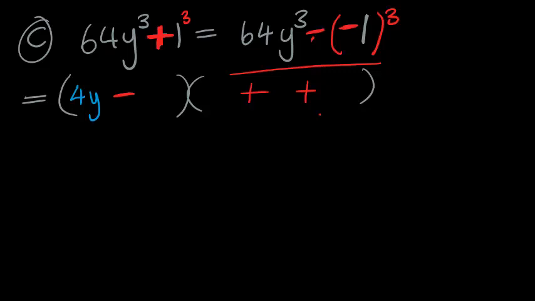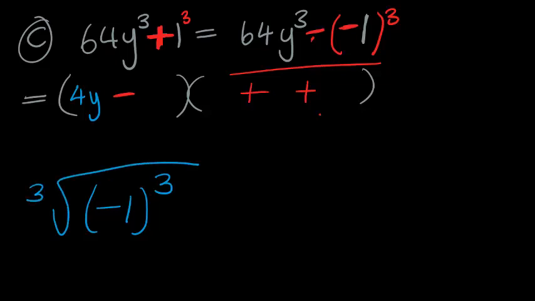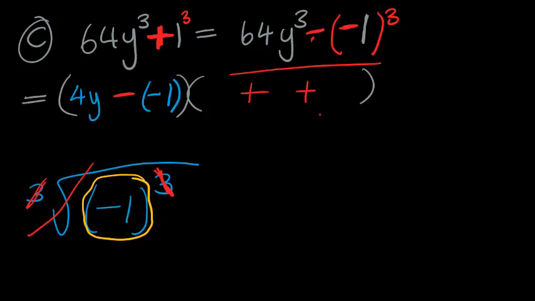Now, just pay attention here. I've got a bracket, minus 1 to the power of 3. And I'm doing a cube root. So what happens is that this cube root, which is one thing, cancels out that. So what's left is everything here. So what I'm going to put inside the bracket is going to be everything there. Minus 1 in a bracket.